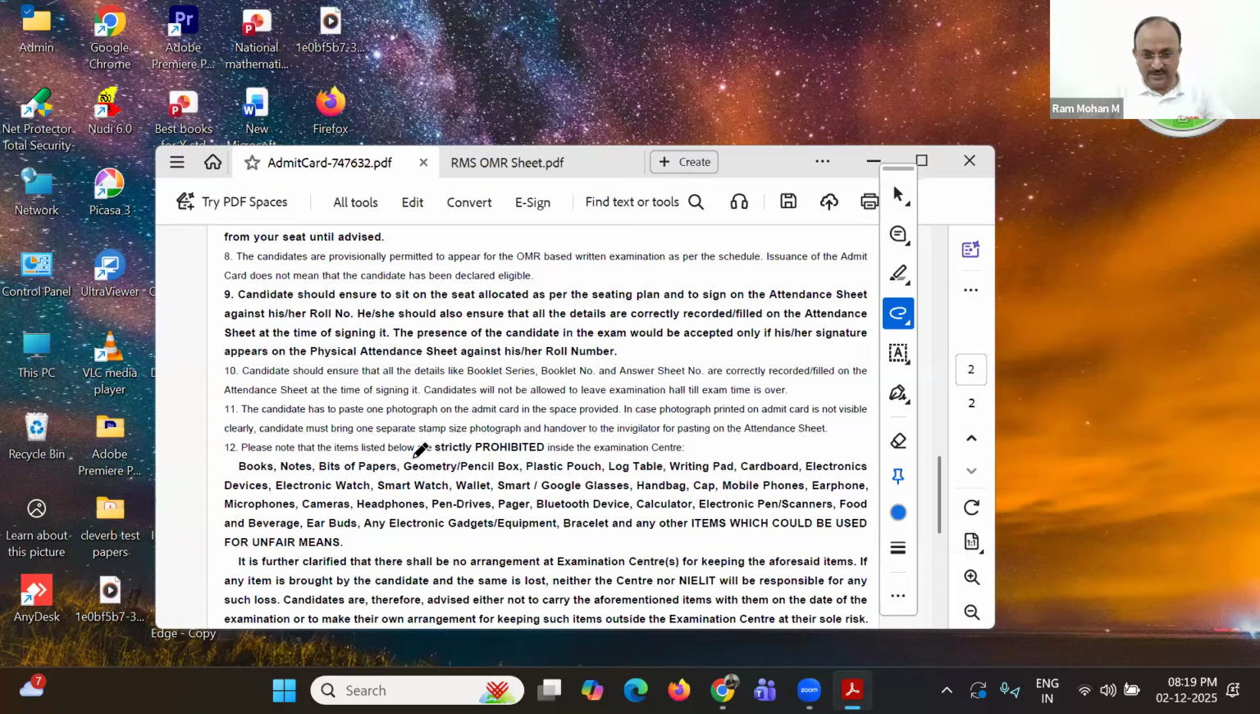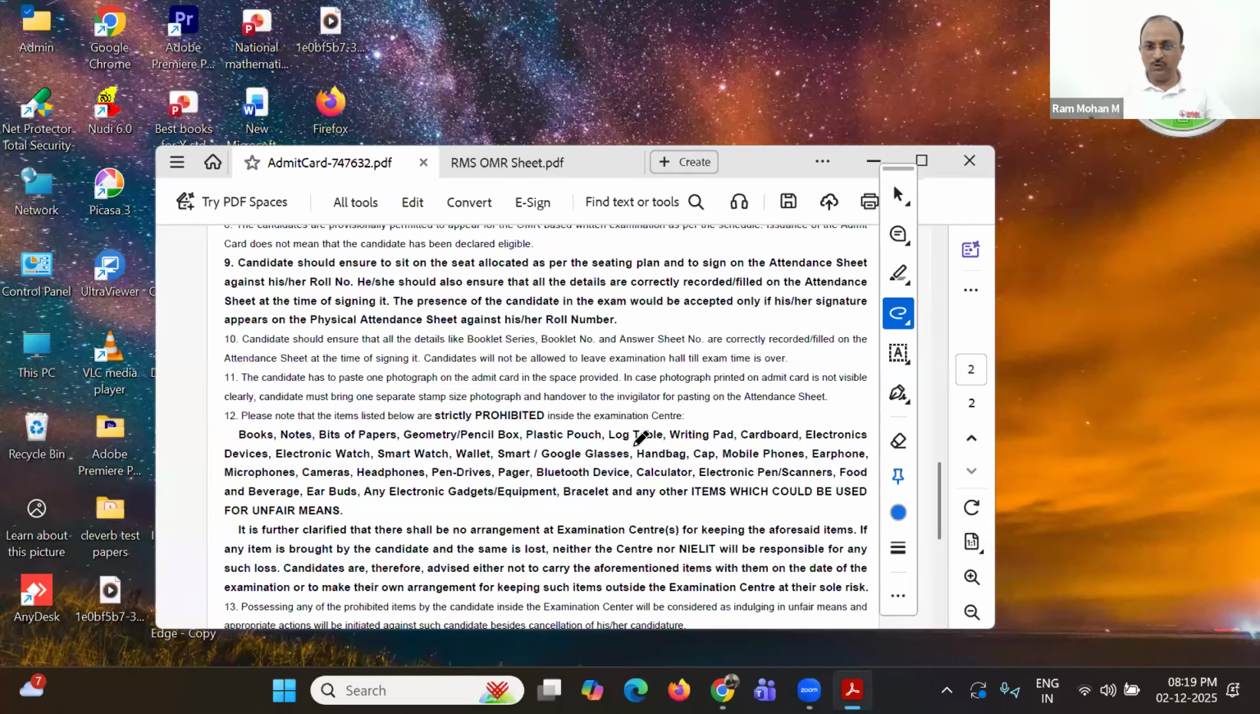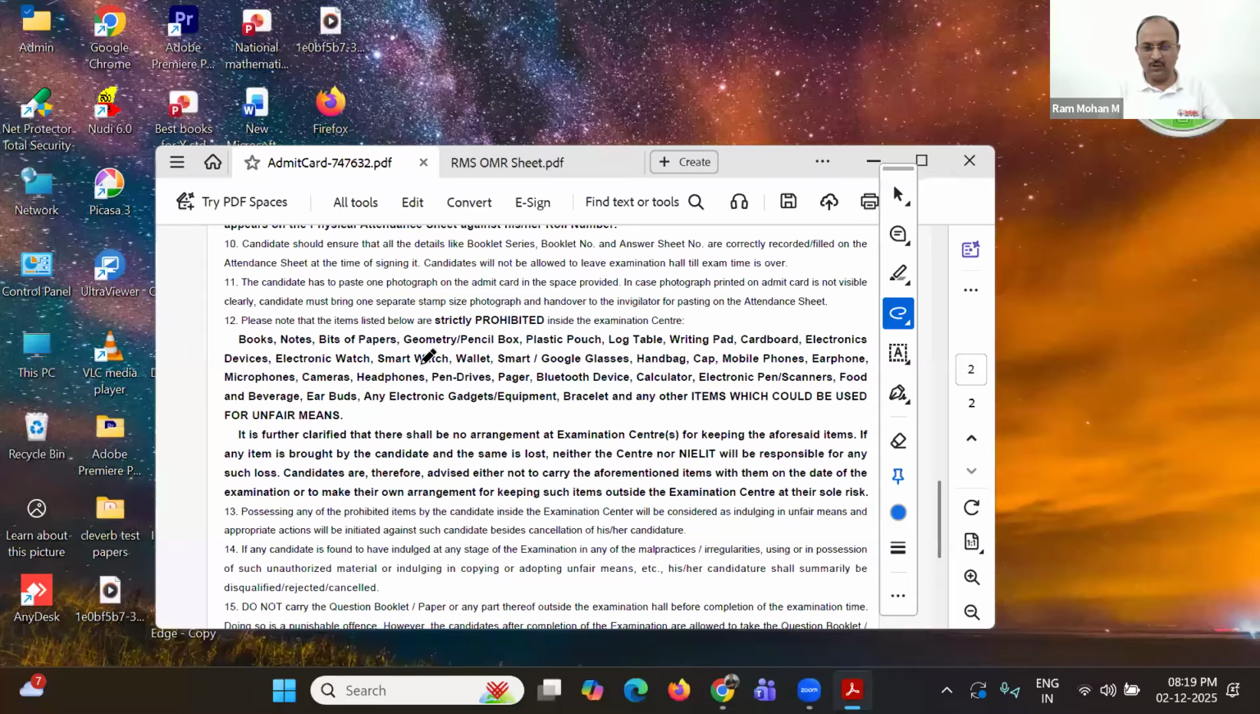Please note that the items listed below are strictly prohibited. Books are not allowed, notes are not allowed, bits of paper, chits are not allowed, geometry box or pencil box, plastic pouch, log table, writing pad is not allowed. Cardboard is also not allowed. In that sheet, they will give you the desk. On the desk only you are going to fill it. Electronic devices. Electronic watch is not allowed. Even if it is only showing the time, if it is a digital watch, it is not allowed. Smart watch not allowed. Wallet, meaning purse, not allowed.